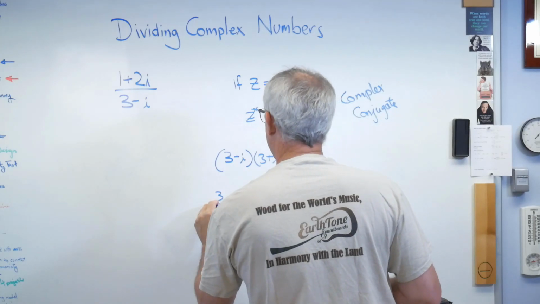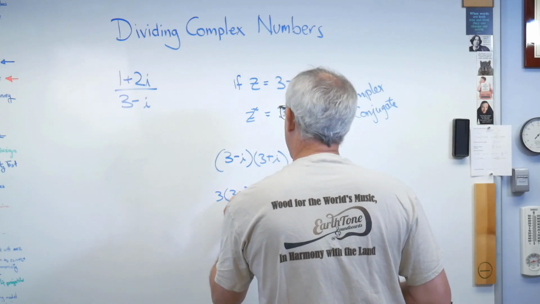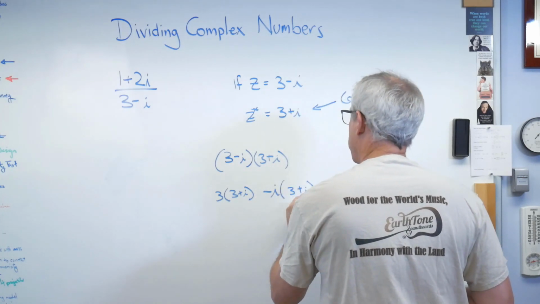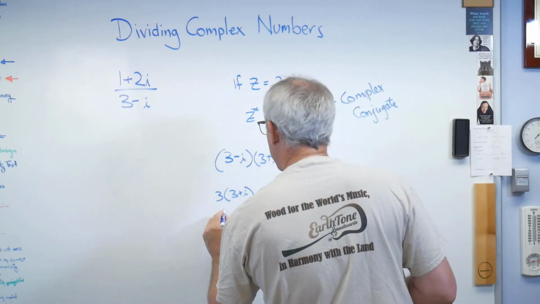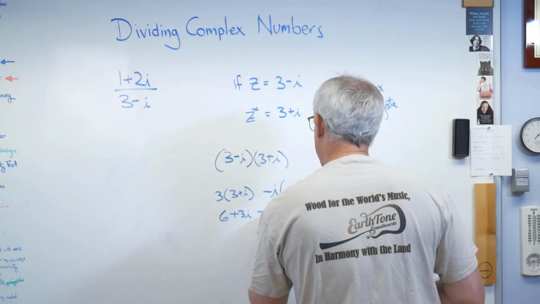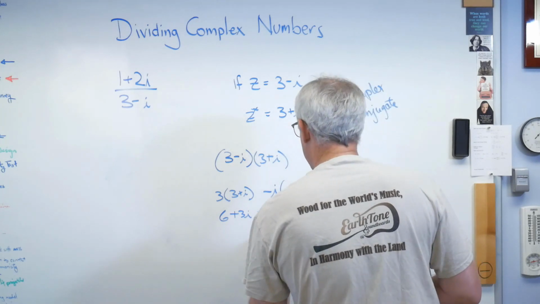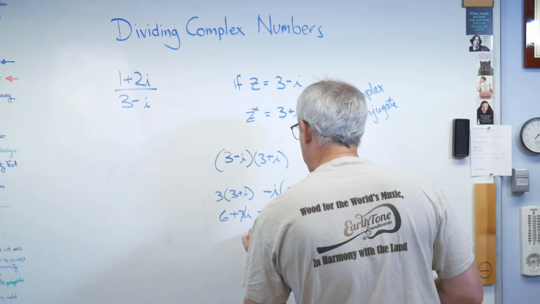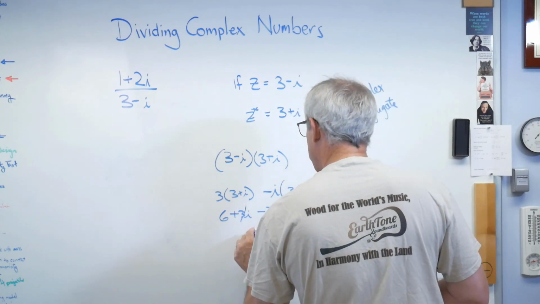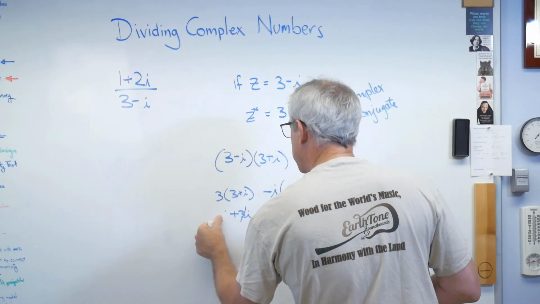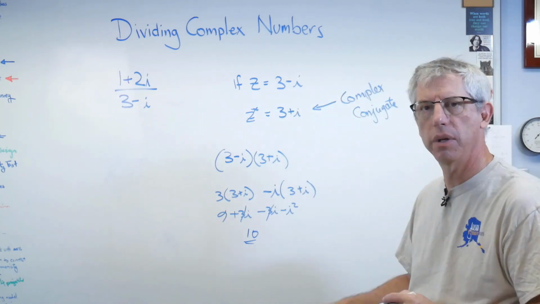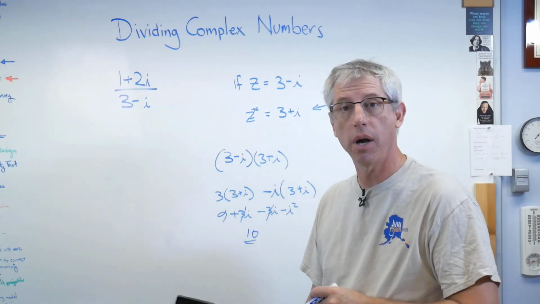All right, so that's going to be 3 times 3 plus i, minus i times 3 plus i. All I did was expand this out. So I'm going to get 9 plus 3i minus 3i minus i squared. Well, it looks to me like the 3i terms are going to cancel out. Minus i squared is 1, because i squared is minus 1. That's not 6, that's 9. Sorry, guys. That's going to be 10. That's a real number. Does that work for all complex numbers?